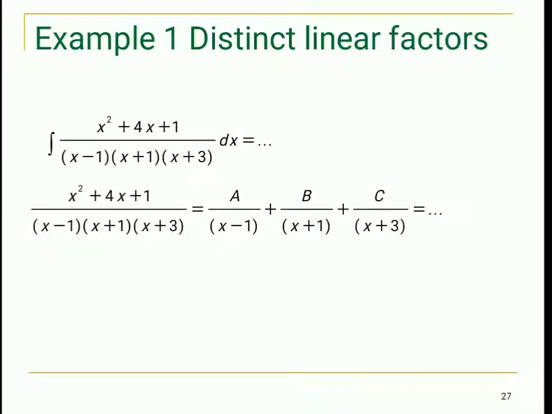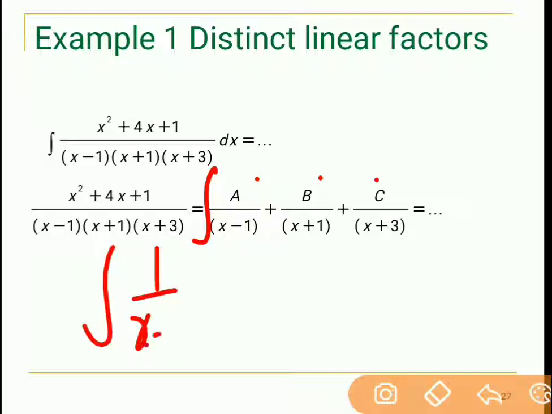Now if you observe, A, B and C, these three are constant values. So if you take the integration, it is very easy to solve, because the integration of 1 by (x minus 1), with A as the common factor, will be equal to what? Ln (x minus 1).